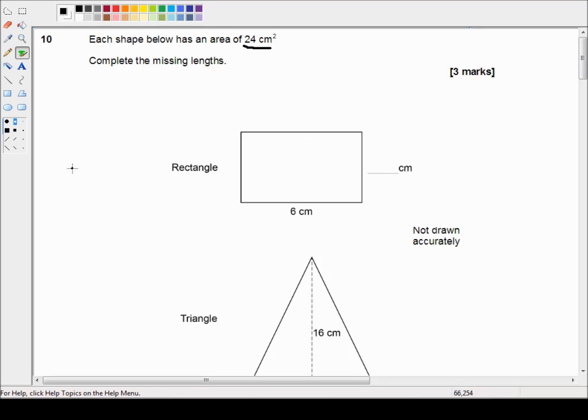So 6 times something, I'm just going to call it 6x. We'll call the missing length x and say 6x is equal to 24. So to solve for x, all we do is divide both sides by 6. So x is equal to 24 divided by 6. Hopefully you know that answer already, but the answer is 4 centimeters.